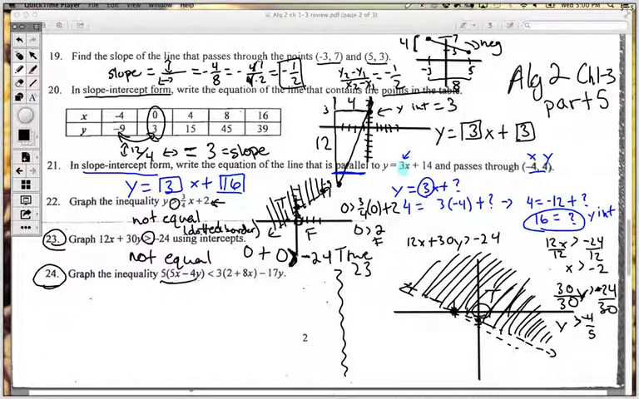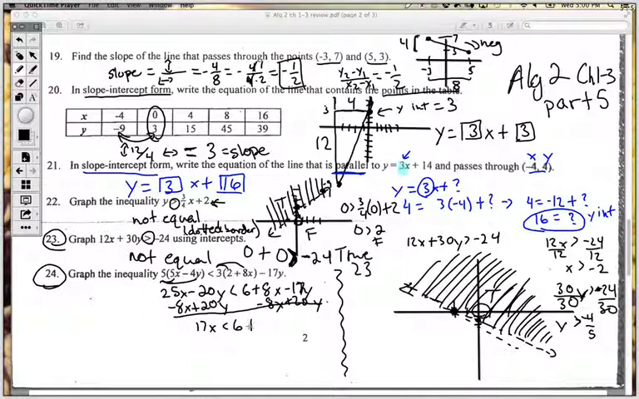Okay, I'm going to go ahead and distribute this 5. That would give me 25x minus 20y is less than, let's distribute this 3 as well, 6 plus 8x minus 17y. We got lots of action. Let's take it a little further. I'm going to add 20y to both sides. I'm also going to subtract 8x from both sides. Let's see what we got after those two moves. That would give me 17x is less than 6 plus 3y.